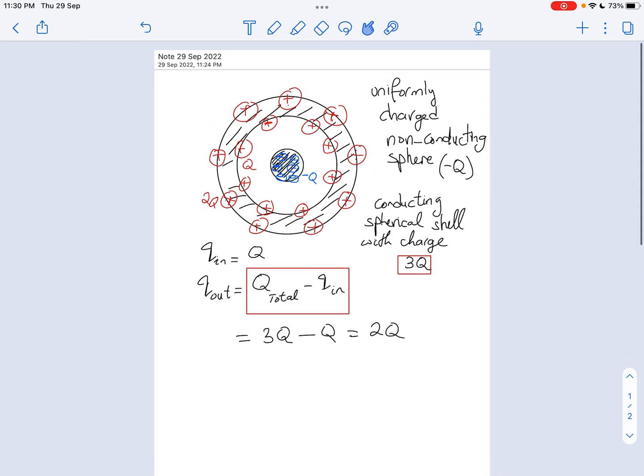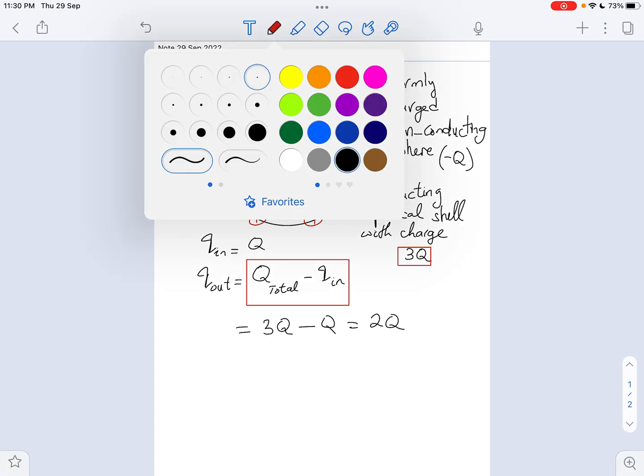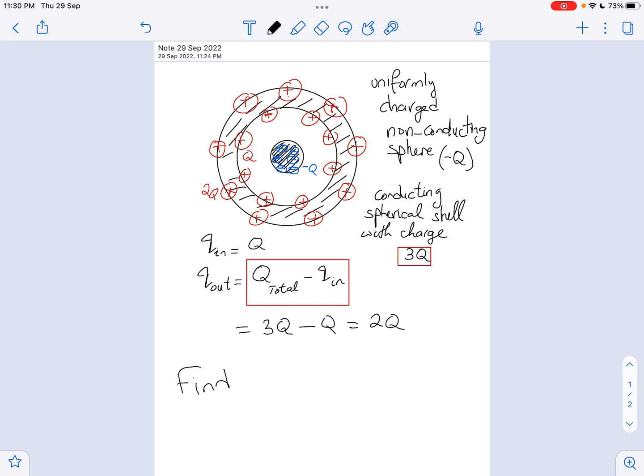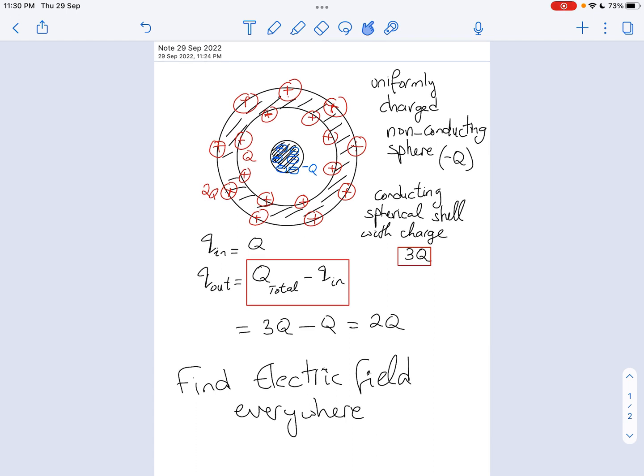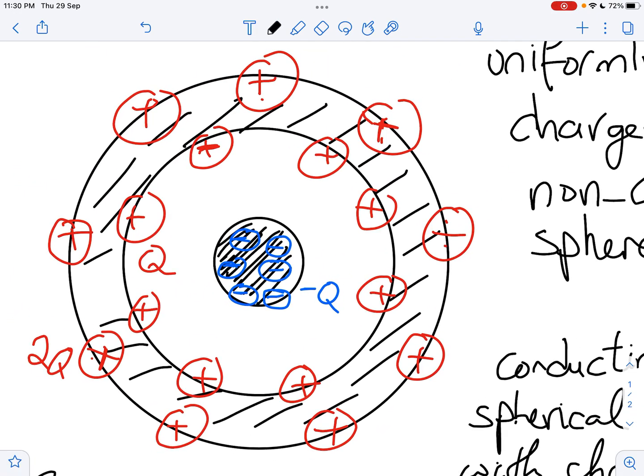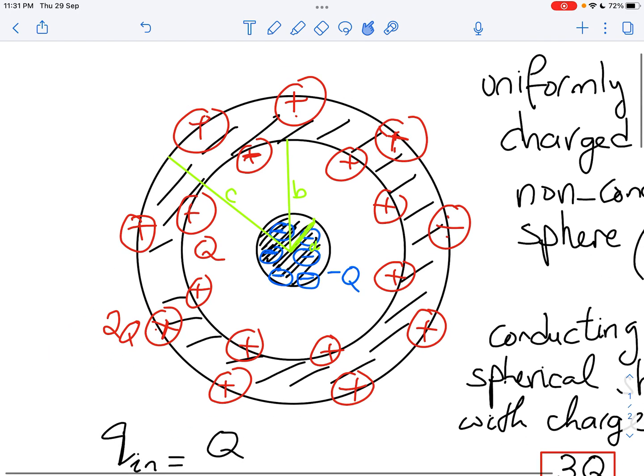Now, the question is, I want to find the electric field everywhere. The formulas that we're going to use are proved by Gauss's law, but those formulas are universal, so we can always apply them in case of uniform sphere or spherical shell, as we are going to see now. And let's name the radii here. I'm going to call the radius of the small sphere A, the radius of the inner surface B, and that of the outer surface C. Okay, so I have A, B, and C.